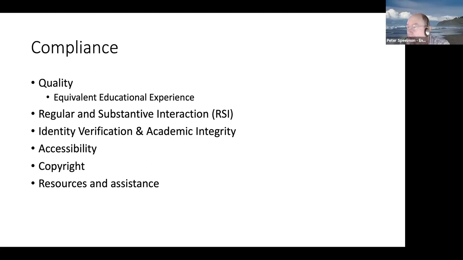So is there some point and some entity that's going to check this compliance at some point? I mean, or is it just something that gets looked at when we go through accreditation, or?